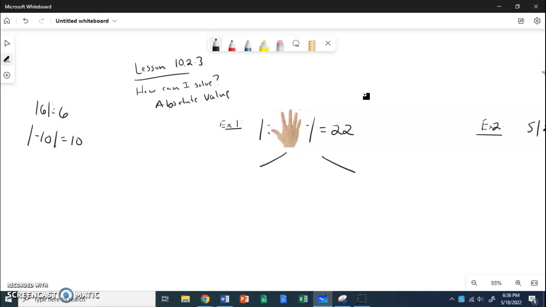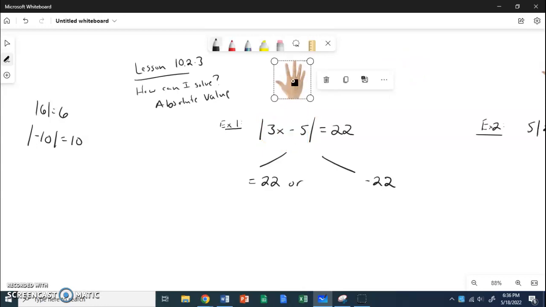Well, we have two situations here. We can either be at positive 22 or we can be at negative 22. That's what we would have to be on the inside of there. That's what my finger would cover up if I were to put it on my problem. So if I have to be those two, I'm just going to set each of them equal to 3x minus 5. So we're going to have two possible answers here.